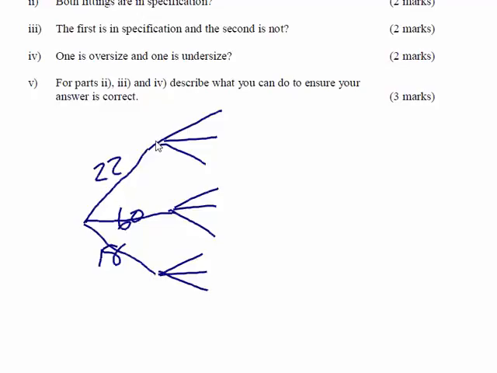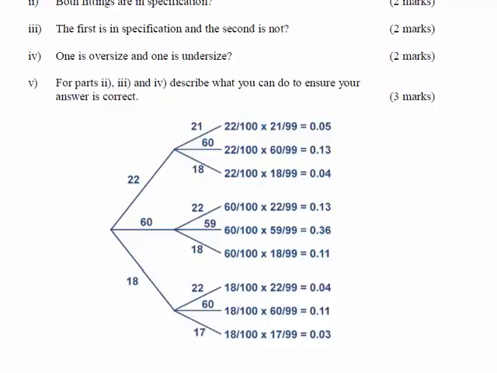In this case we've selected an oversized component, so there are now only 21 of those left. There are 60 in spec and 18 undersize. In this case we've selected an in specification component, so there are only 59 of those left, which means there are 22 over spec and 18 under spec. In this case we've chosen an undersized component, so there is 17 undersized left, 60 in specification and 22 oversized components. Okay, let's tidy that diagram up a little bit. It's a bit posher, isn't it?